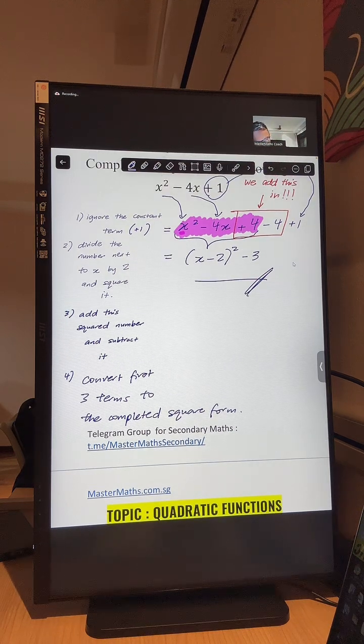Let me introduce something to you all. You all know that you are supposed to remember this, right? I don't share all the algebraic identities with you, but what you should know is a plus b bracket square equals a square plus 2ab plus b square, and a minus b bracket square equals a square minus 2ab plus b square. So this one I can call number 1, this one number 2.